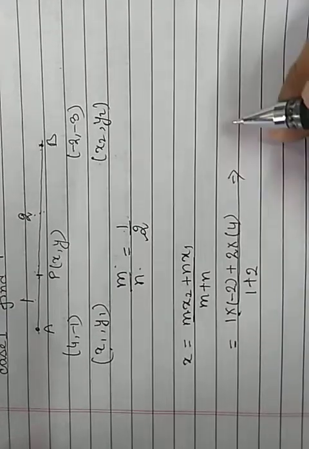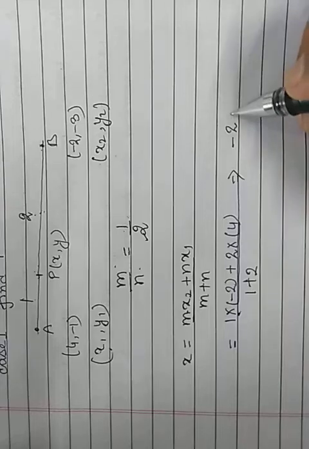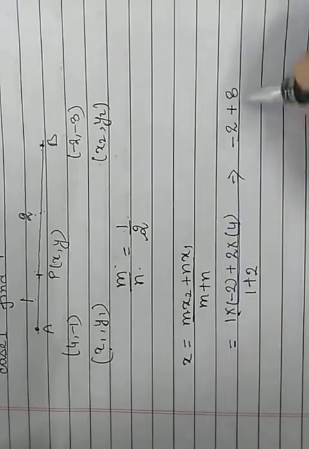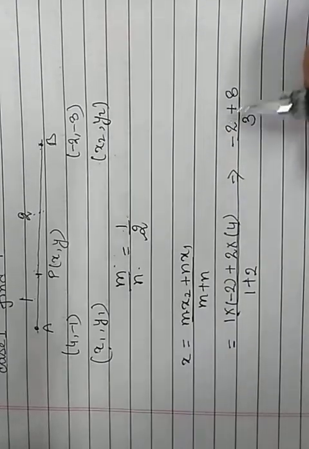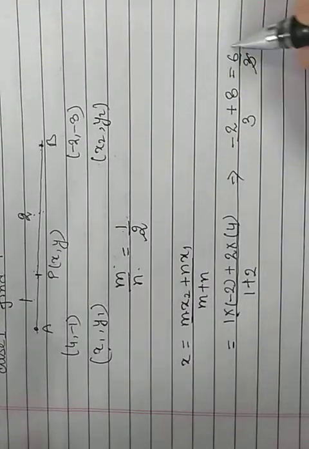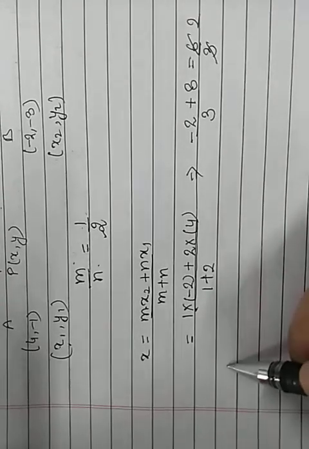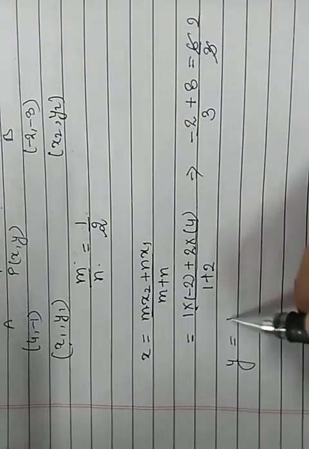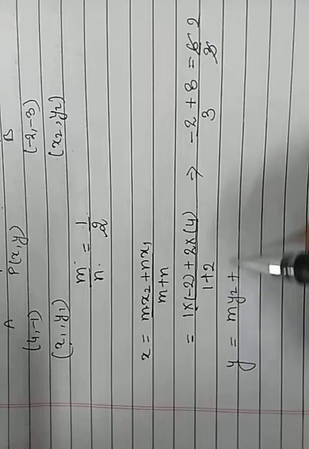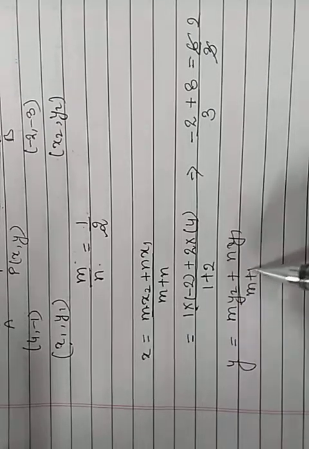Now if I solve it, 1 into minus 2 is minus 2, plus 2 into 4, 8, upon 3. 8 minus 2 is 6 upon 3. So the x coordinate is 2. Similarly, we will calculate the y coordinate also, that is my2 plus ny1 upon m plus n.